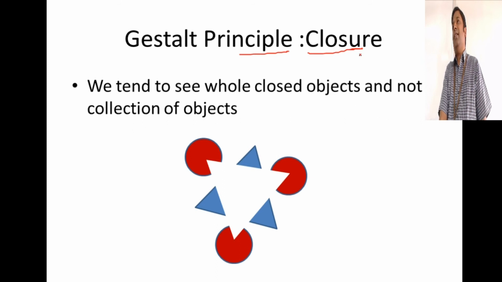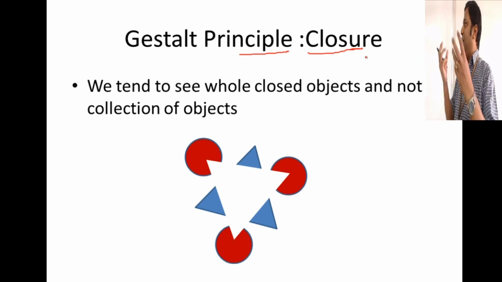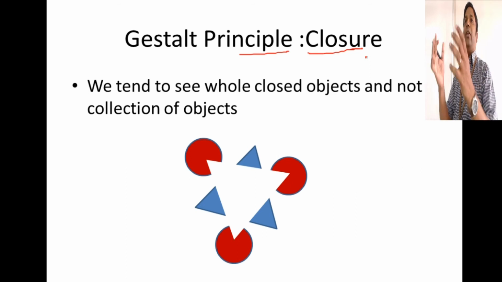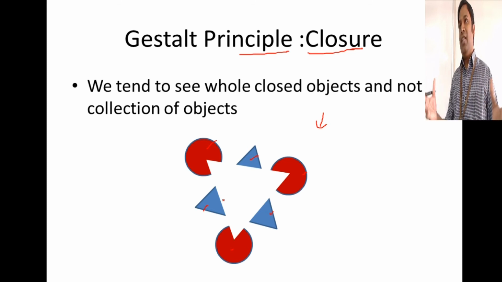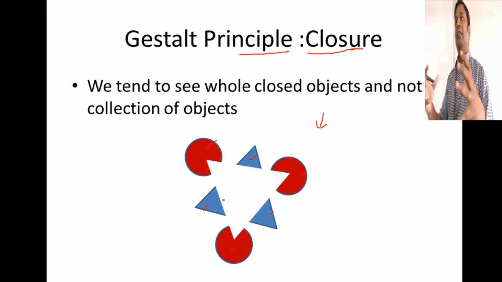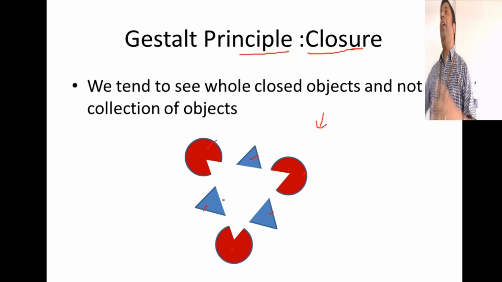What closure says is, we don't see things as independent objects, we see them as a whole. Take a look at this particular object. You are seeing two triangles, and then you have other things here. But what I really wanted to represent is just three triangles and then three shapes like this. This triangle does not even exist. It's an empty space. But since I am putting objects in a certain pattern, it gives me another meaning.